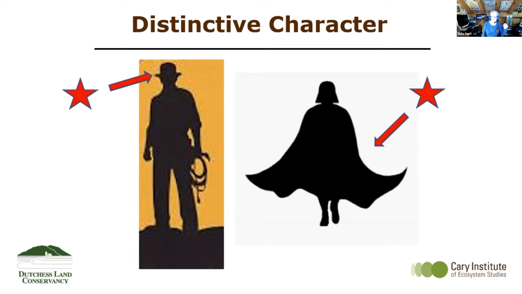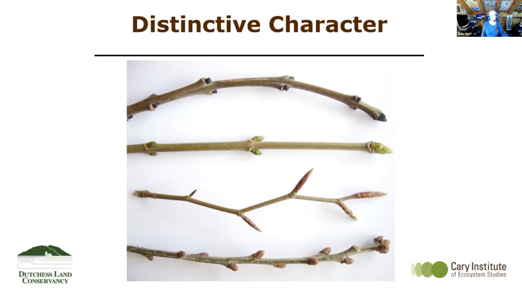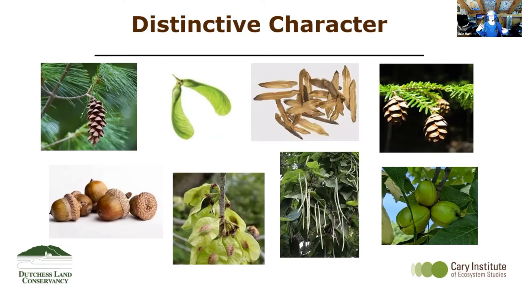So we want to really focus on those distinctive characteristics, whether it's the general shape and growth pattern of the tree, the bark color and texture, the twig, general formation, shape of the buds, and the seeds, nuts, whatever the tree has as a reproductive structure.